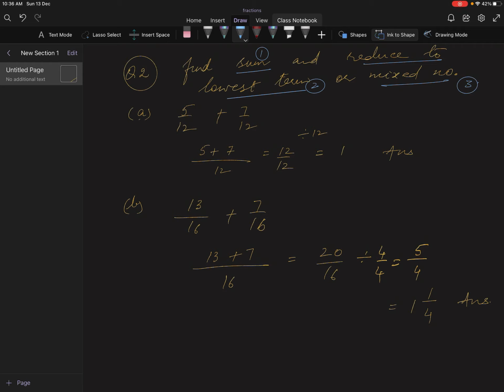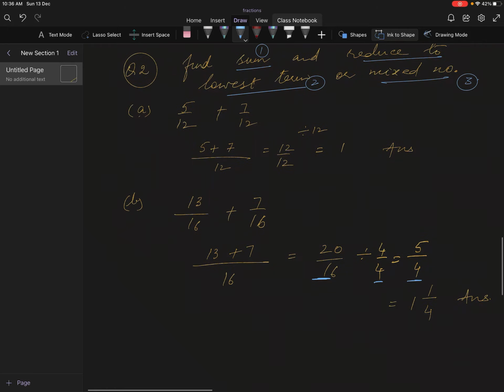So in all the cases, you are going to do this whenever it is feasible. Feasible means possible. First, I have find the sum. In the second step, I have reduced to the lowest term. And in the third step, because it is an improper fraction, I have changed it into my mixed number. Got it? So the self attempt I'll be writing in the end.